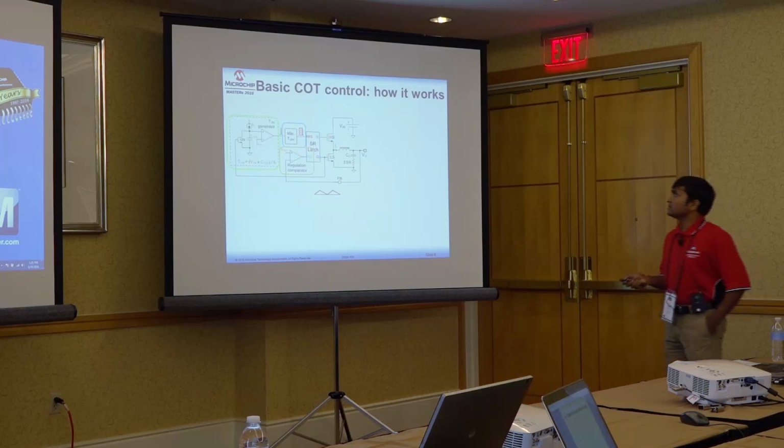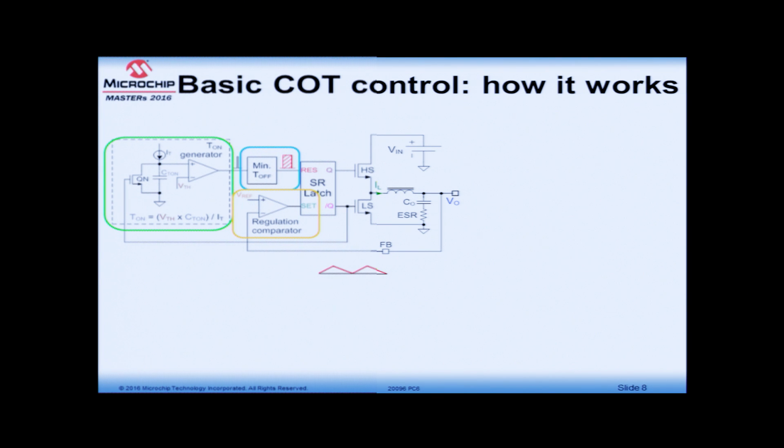So, this is the block diagram of a basic constant on time control. The power stage is still the same, and we are talking about the buck converter: input voltage source, high side switch, low side switch, and inductor and capacitor. In the basic COT control there are main blocks: the T-on generator, the minimum off time block, the regulation comparator, and the SR latch. In the T-on generator block, there is a constant current source charging and discharging a capacitor, and the other side of the comparator has a fixed threshold voltage.